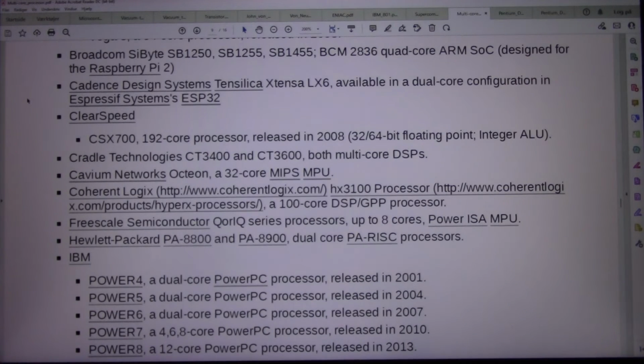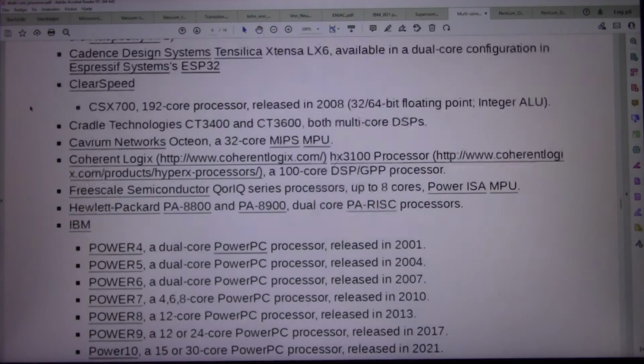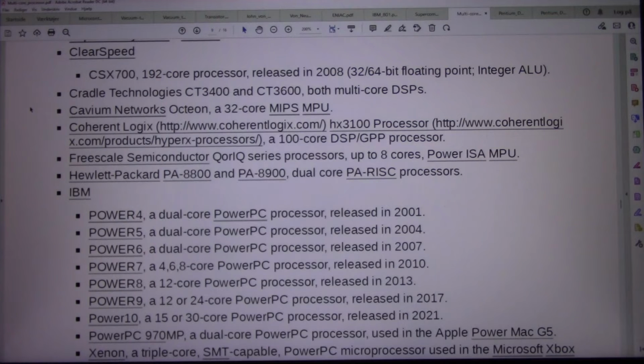Broadcom SiByte SB1250, SB1255, SB1455, BCM2836 quad-core ARM SoC, designed for Raspberry Pi 2. Cadence Design Systems Tensilica Xtensa LX6, available in a dual-core configuration in Espressif Systems ESP32. ClearSpeed CSX700, 192-core processor, released in 2008, 32/64-bit floating point, integer ALU.